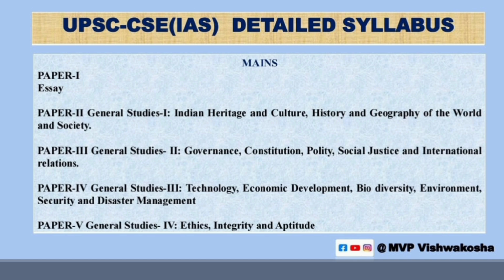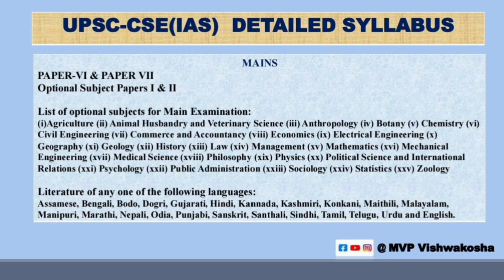Okay, all this GS1, GS2, GS3, GS4, very very important. GS1 is Indian heritage and culture, history and geography of the world and society. GS2 is governance, constitution, polity, social justice and international relations. GS3 is technology, economic development, biodiversity, environment, security and disaster management. GS4 is ethics and integrity. Okay, very very important.